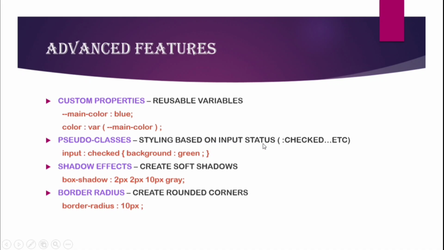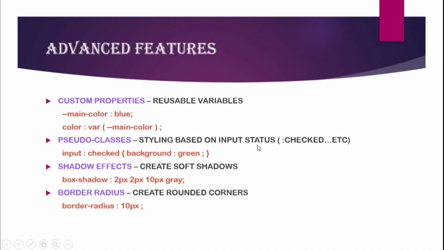It will be very useful because if you don't like the color of the format, you don't have to go through each and every section where I've written color blue and change them all to another color. You just have to change the main color in the root element from blue to orange, and automatically all these values will be changed. That is the major reason it is considered an advanced feature in CSS3: custom properties, reusable variables.